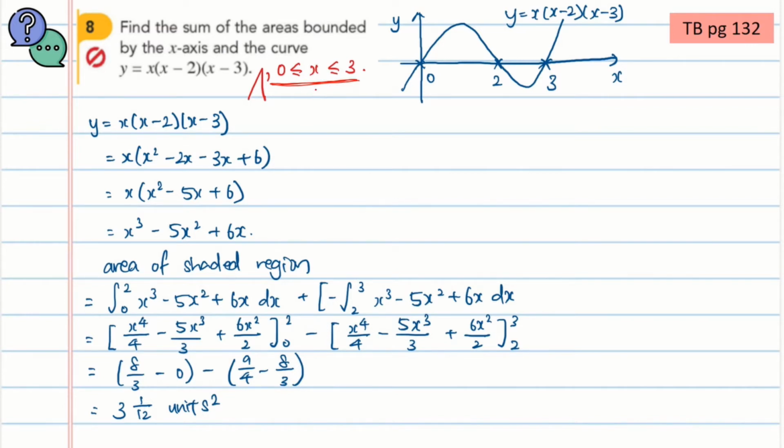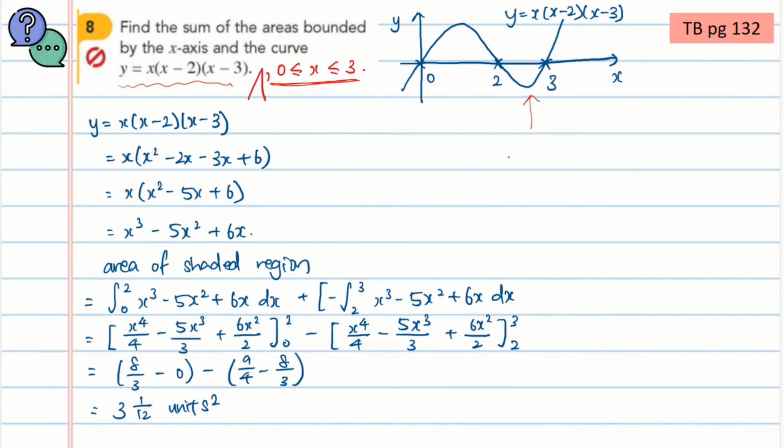Okay, so earlier on I mentioned that there's no diagram given to us. That shouldn't be an issue because we do realize that y equals x times (x minus 2) times (x minus 3) is going to be a cubic function. And we should know how the curve looks for a cubic function. And that is actually in this diagram over here.